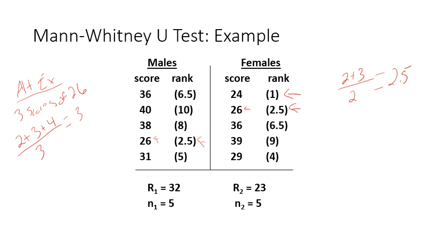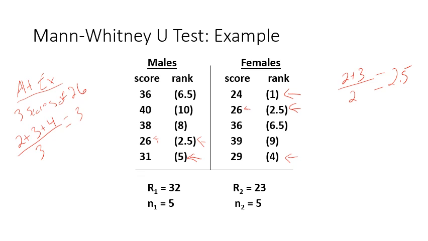The next lowest score is a 29, so that gets a rank of 4. You notice that gets a rank of 4 because we've already used up 2 and 3. That's where that 2.5 came in for both of them. We've used up ranks 2 and 3. The next lowest rank is 4. The next lowest score is 31. It gets a 5. Next lowest score is a 36.